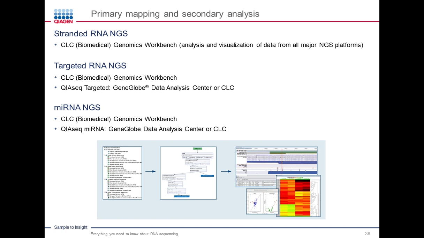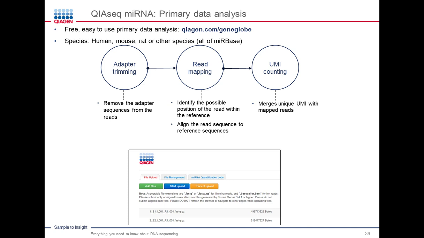In addition to CLC for targeted and microRNA NGS, we also have a couple free analysis packages through the GeneGlobe Data Analysis Center. And looking at this as one example for microRNA, basically you upload the data, and then the data analysis is performed for you. And this is available at QIAGEN.com/GeneGlobe. And what this site does is it performs adapter trimming, read mapping, and UMI counting. And it's very much as easy as uploading your files and clicking Start.